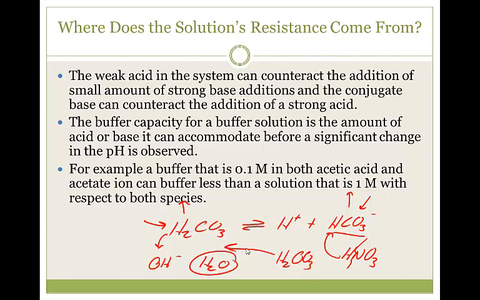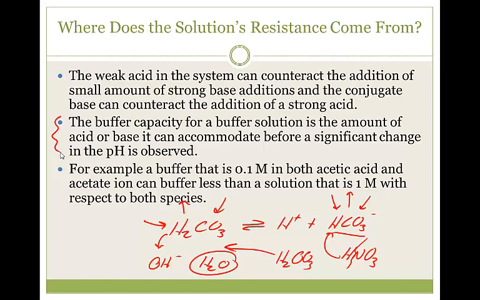Now, this can't happen forever. Obviously, we're going to get to a point where if we add so much base, we're going to run out of this. Or if we add so much acid, we're going to run out of this over here. So what we get into is what's known as the buffer capacity, and this is simply how much of a strong acid or a strong base can be added in order to still remain effective as a buffer. Eventually you're going to add too much and you're going to overload the buffer, and it is going to end up changing pH pretty dramatically.